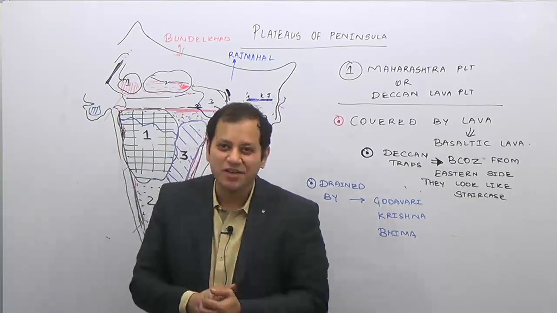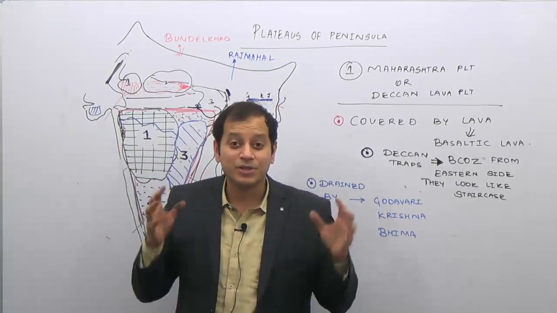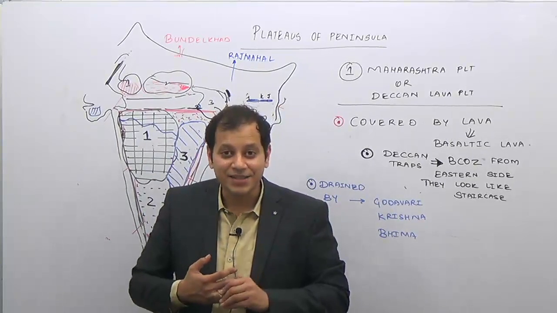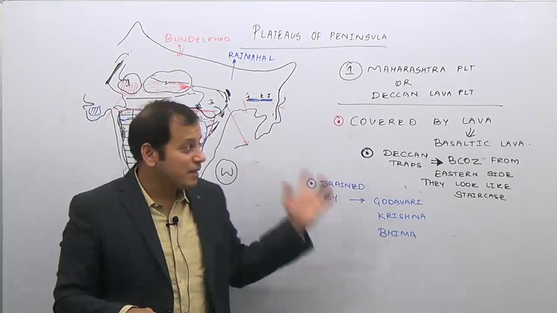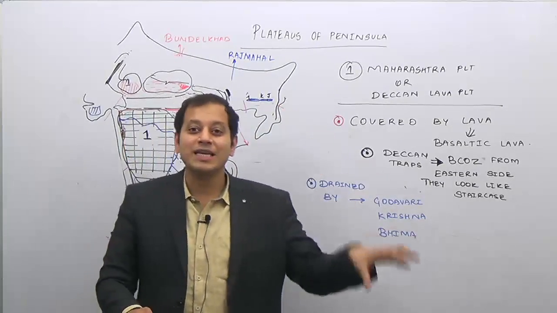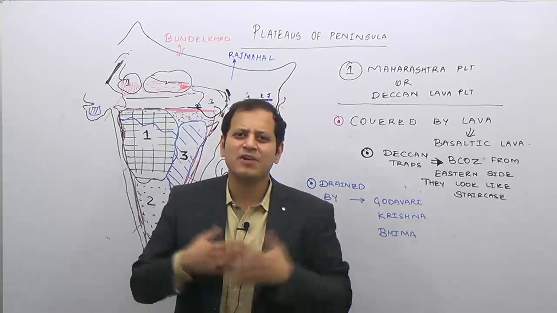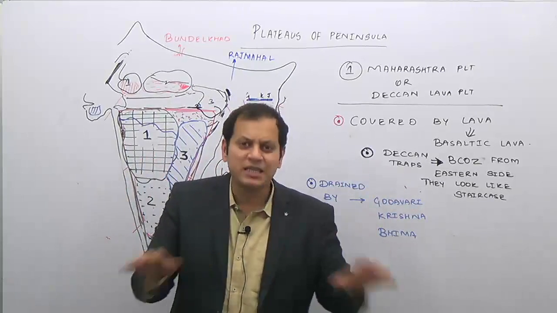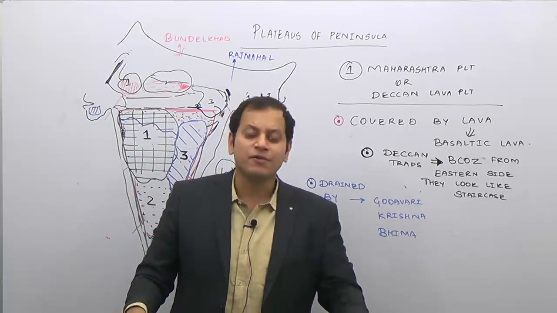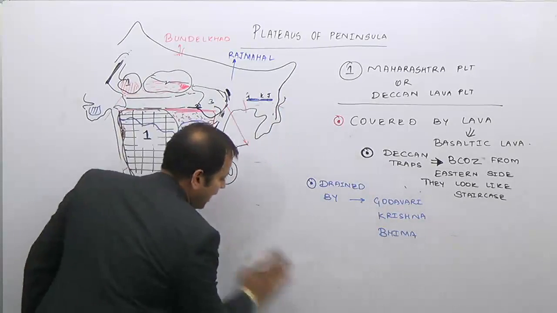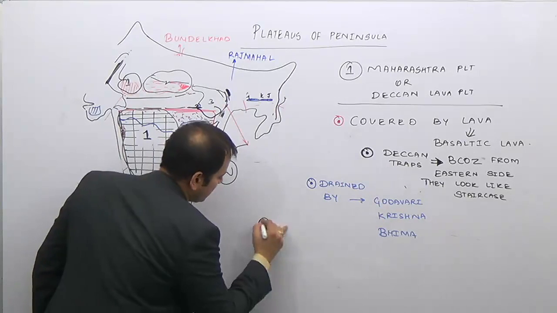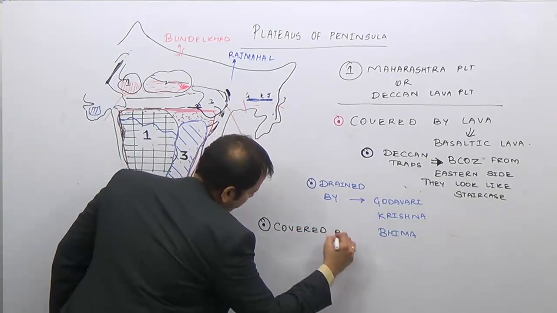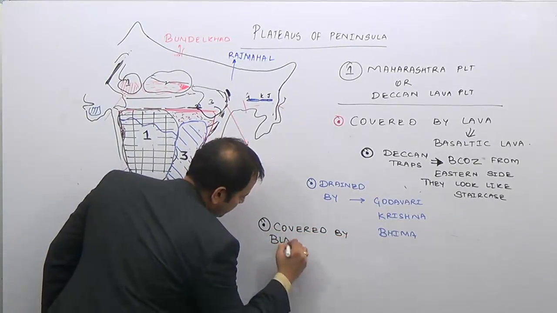What is the speciality of this region? The speciality of this region is that because it was covered by basalt, today the basalt rock has been eroded and on the top layer it has become soft, and therefore this region is covered by black soil.